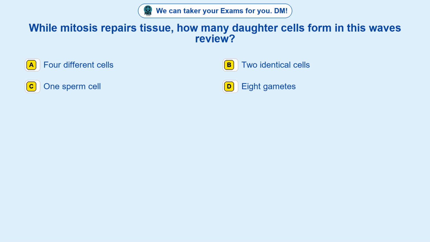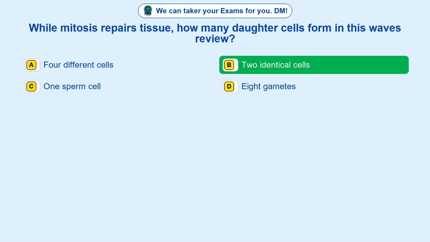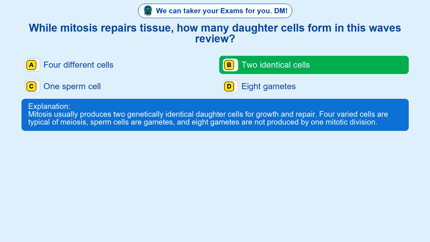Question 24. While mitosis repairs tissue, how many daughter cells form in this waves review? Option A. 4 different cells. Option B. 2 identical cells. Option C. 1 sperm cell. Option D, 8 gametes. The correct answer is option B. 2 identical cells. Mitosis usually produces 2 genetically identical daughter cells for growth and repair. 4 varied cells are typical of meiosis, sperm cells are gametes, and 8 gametes are not produced by one mitotic division.